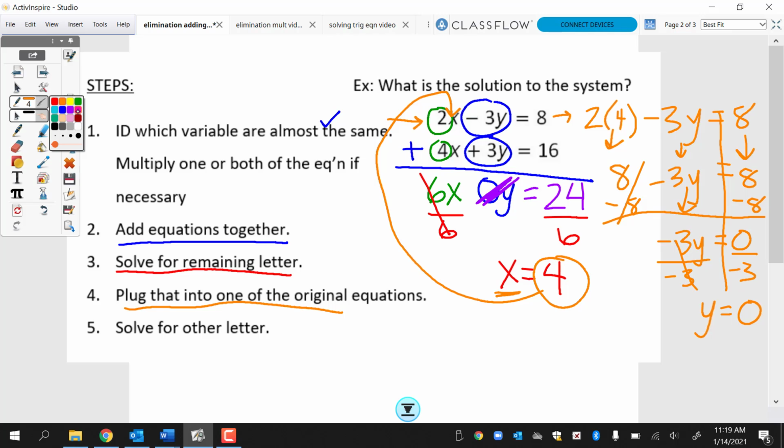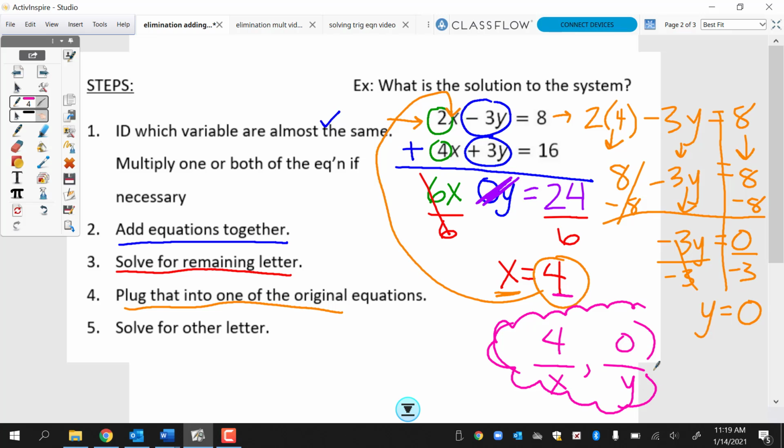And then we know the last step is I need to write my answer in parentheses, something comma something. We know the x number goes first. So out of my two numbers, I have a 4 and a 0. Which number goes first? It's going to be the 4 because that was our x number. So final answer is 4 comma 0. Okay, so all you're doing is you add up the equations. One of the numbers needs to add up to 0.